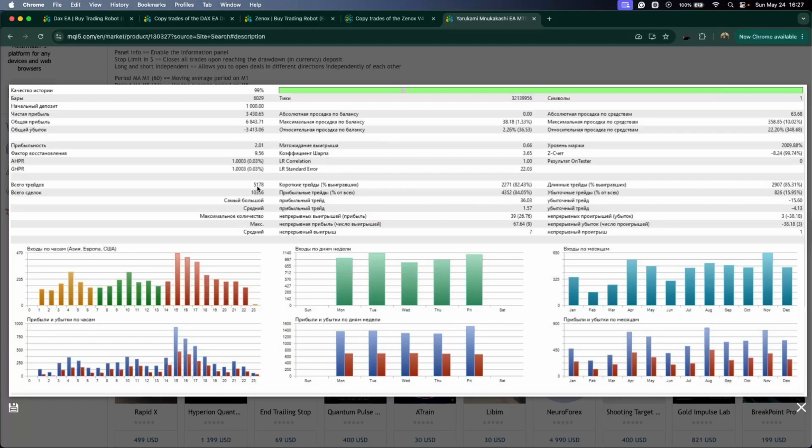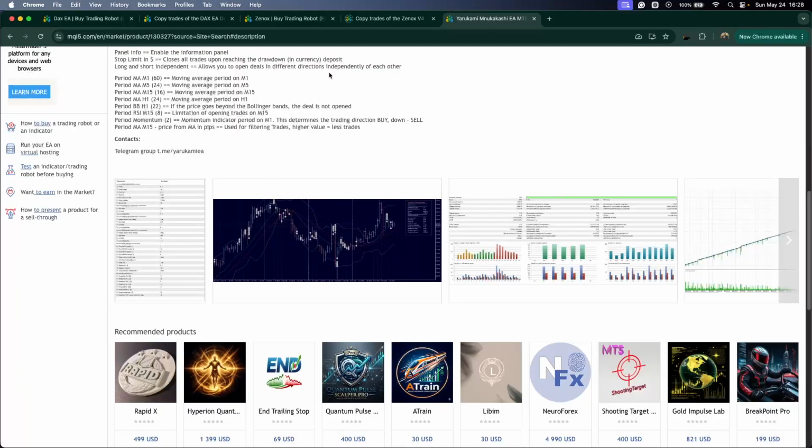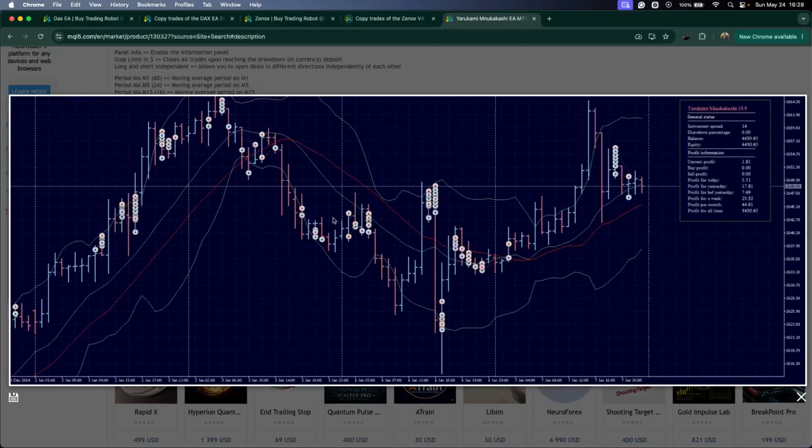And here, we have 5,178 trades in total for this backtest period, and their max drawdown is 10 to 22% actually. And this is all it looks like. Net profit from this was just $3,430. Initial deposit of $1,000. So this is exactly how it looks.